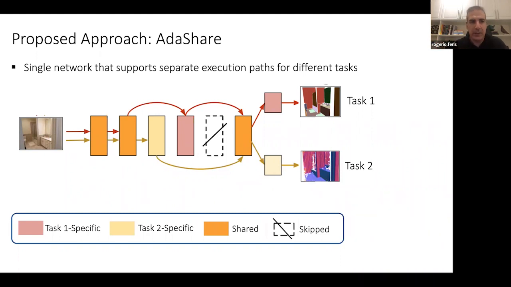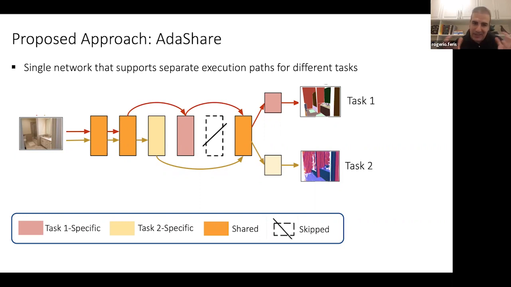And if you look at the network here, the first two blocks of layers, which are in orange, are shared across the two tasks. The next one, the third block, is specific to task two. Then the fourth one is specific to task one. And then the next block is actually skipped by both tasks, and we allow that, just like block drop, you could skip the block for both or all tasks.